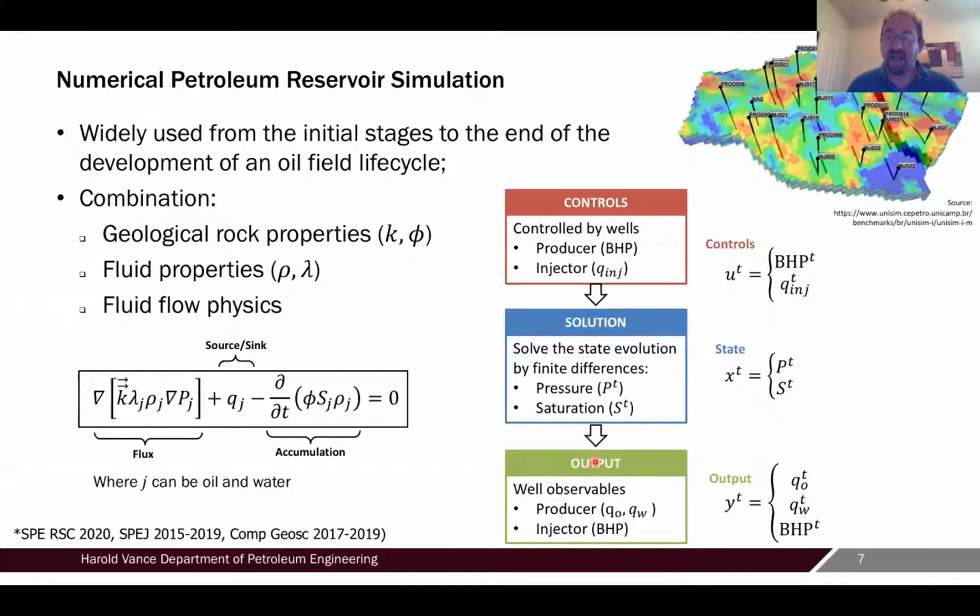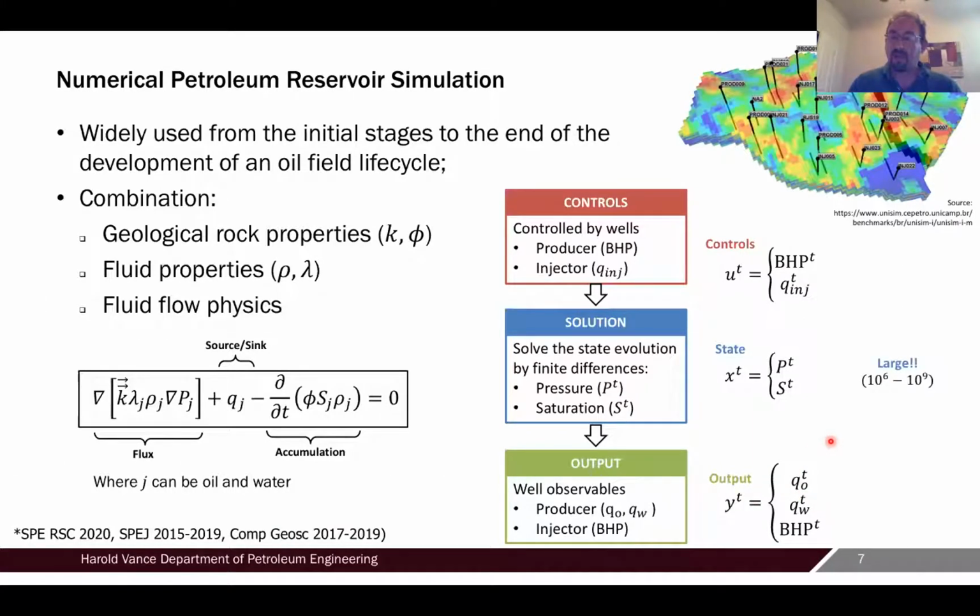And as far as the output goes, right, this is what we're trying to control. But what we're trying to observe, and what we're actually trying to get out of this reservoir, is how much oil, how much water, and how much gas we're actually producing. Okay, so that's our output.